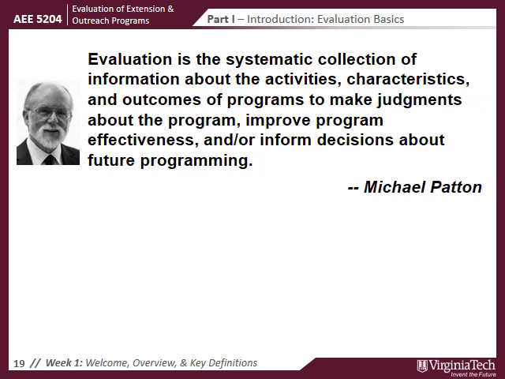And Michael Quinn Patton, who I've already mentioned, he's another very influential evaluator, and I really like this definition. It's quite holistic and well-rounded. He says evaluation is the systematic collection of information about the activities, characteristics, and outcomes of programs in order to make judgments about the program, improve the program, and/or inform decisions about future programming. So here he's getting at outcomes and processes. It's something that's systematic, and it's about program improvement and a number of other purposes, such as future program planning.